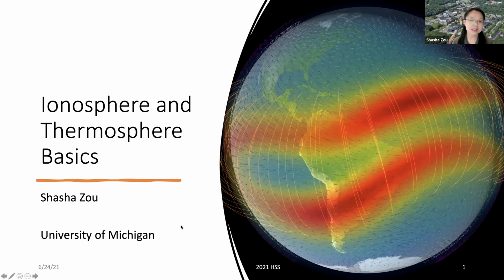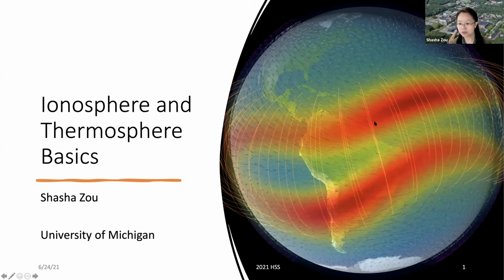So you probably noticed that I added one more term here to the title, the thermosphere, in addition to ionosphere, because those two need to be considered together. They share the same space, but they are governed by very different physics. So that makes the ionosphere and thermosphere regime a very interesting area for us to study.